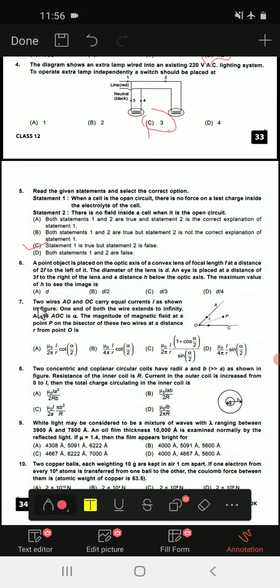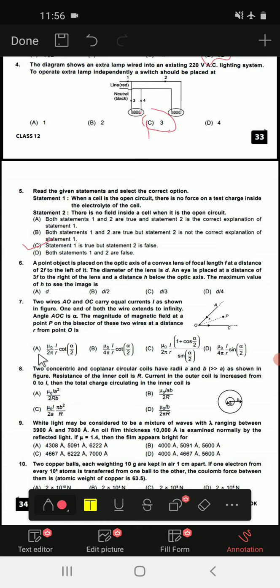After that, we have the next question, question number 7. Two wires AO and OC carry equal current I as shown in the figure. Both the wires extend to infinity. Angle AOC is alpha. The magnitude of the magnetic field at a point P on the bisector of these two wires at a distance r from point O is.